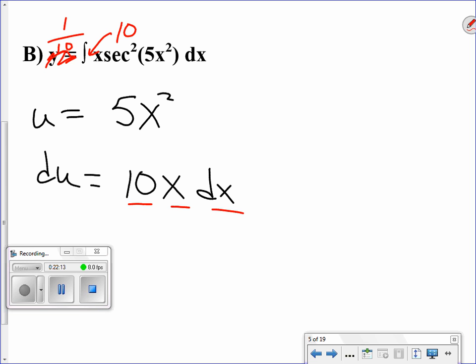Let's rewrite this. So now we have 1/10 and convert it over. Always look for the u part first because the du has to go at the end. So when I rewrite this, this is the u in here. So what do I write? Oh, I don't want to just write u. What about this?